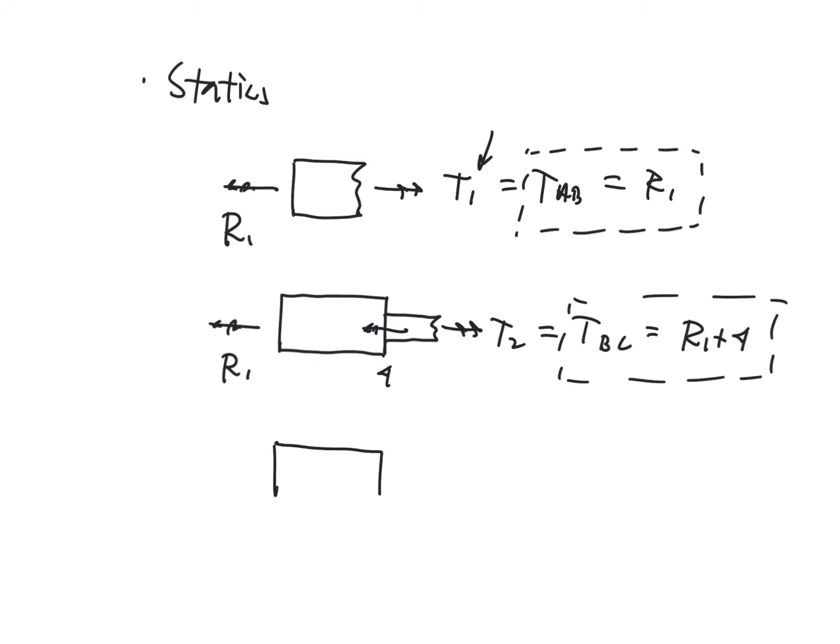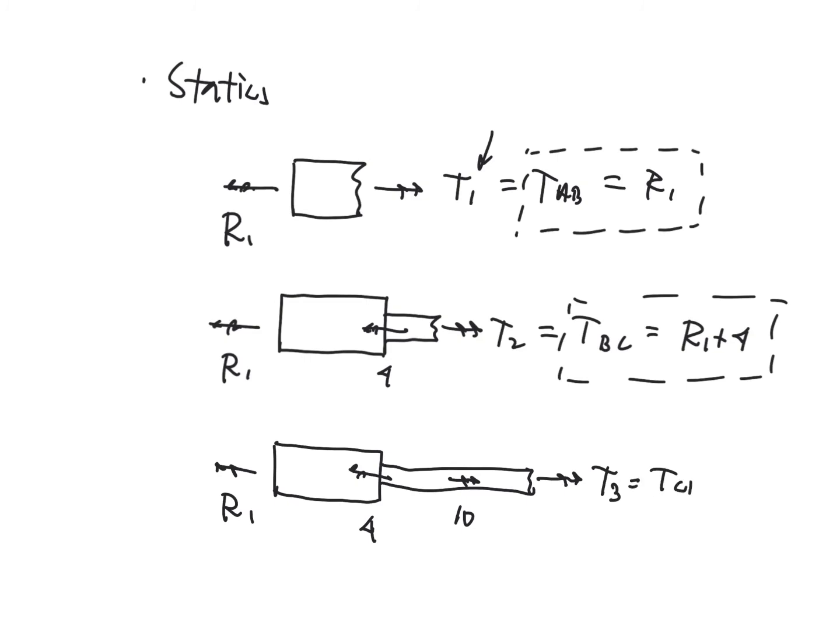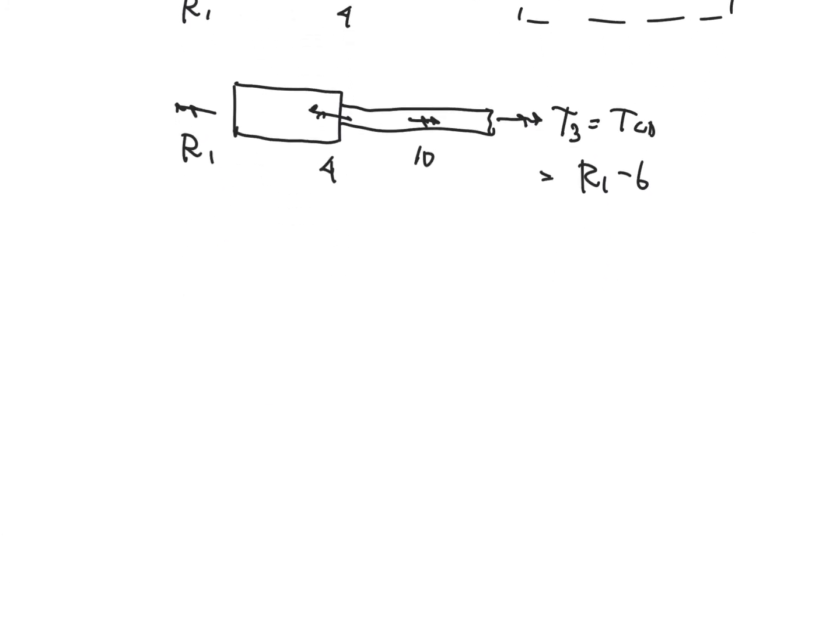Then the last segment that we make is going to be this element. So we have 4 going to the left, and right here we have 10 going to the right, and then there is R1. So now we have our third torque, which is the torque between C and D. And that's going to be R1 plus 4 minus 10, which is R1 minus 6. So notice, now we have the values at the end of this step. We have the values of the internal torques all in terms of R1.